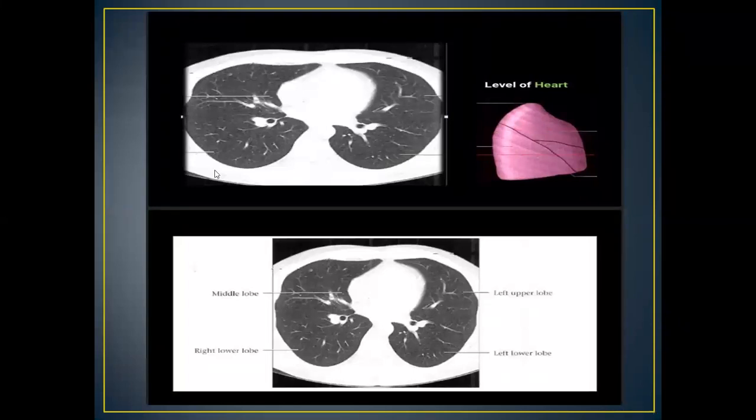The third level is the level of the heart. At the level of the heart, we have this red line, which passes through the lower part of the oblique fissure. So anteriorly, we have the middle lobe on the right side. On the left side, we have the lingula of the left upper lobe, and posterior to this line is the lower lobe on both sides. So this is the level of the heart, which divides the lung anteriorly into 1/3, representing the middle lobe and the lingula of the left upper lobe, and posteriorly we have the right and the left lower lobes.